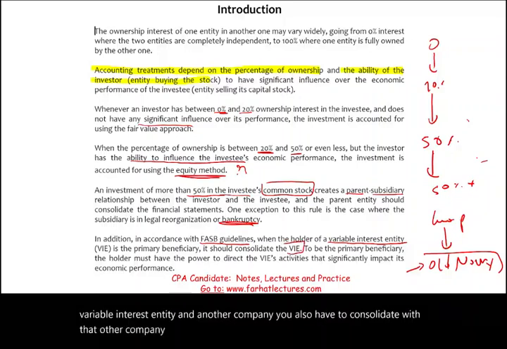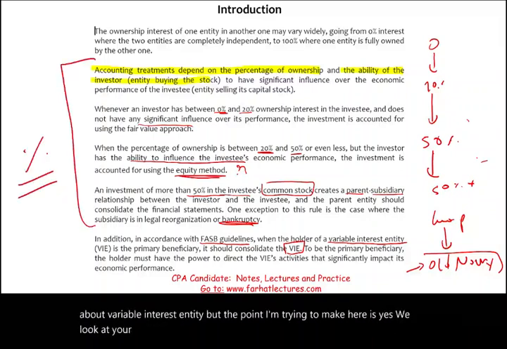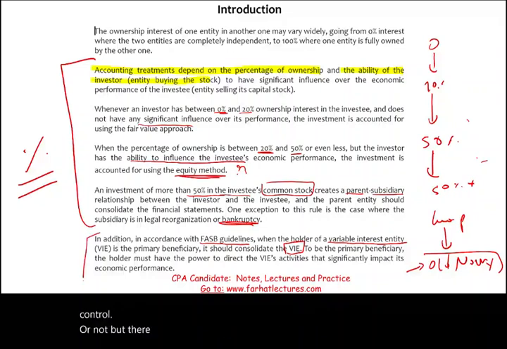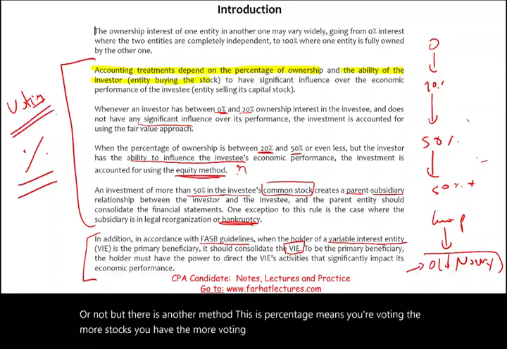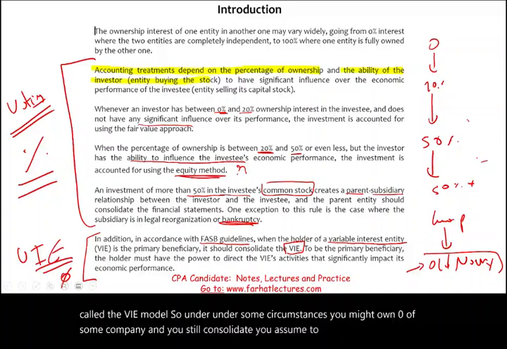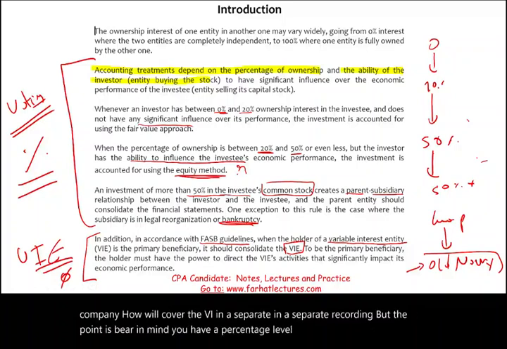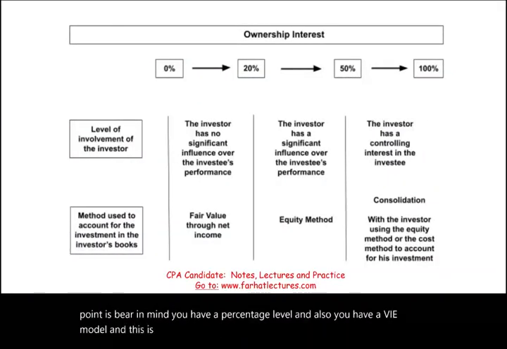What is a variable interest entity? There's a whole session about variable interest entities. But the point I'm trying to make here is, yes, we look at your percentage to determine whether you have control or not, and this percentage means your voting power. The more stock you have, the more voting power you have. Then we have another model called the VIE model. So under some circumstances, you might own 0% of some company and you still consolidate. You are assumed to have control over that company. How? We'll cover the VIE in a separate recording. But the point is, bear in mind, you have a percentage level and also you have a VIE model. And this is a picture of the percentage model. Let's review.